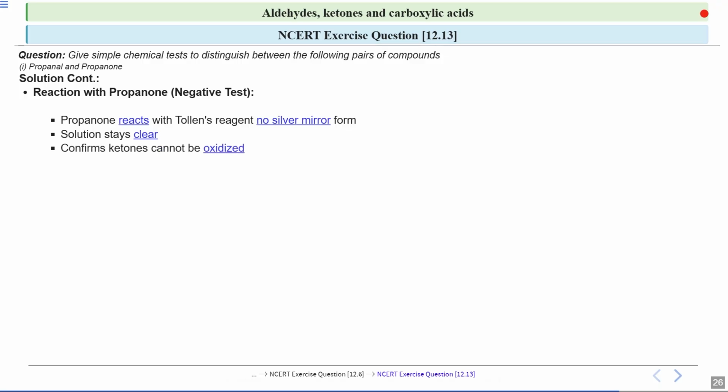This result tells us something quite important about ketones: they cannot be easily oxidized by Tollens reagent. Only aldehydes are oxidized in this test, which is why the silver mirror forms with them and not with ketones. If you look at the reaction, when propanone, which is a ketone, is mixed with Tollens reagent, there is no reaction. This is a very simple and reliable way to distinguish ketones from aldehydes.